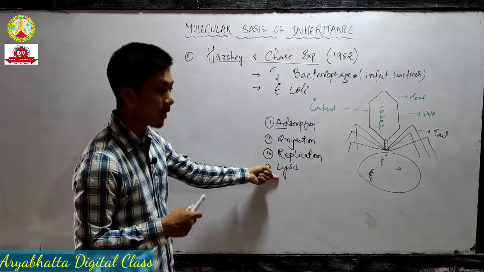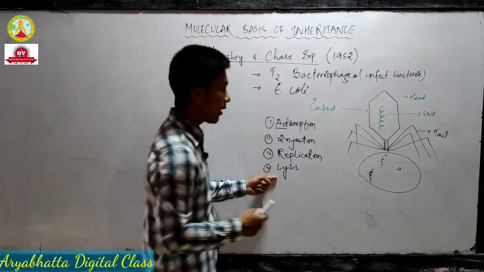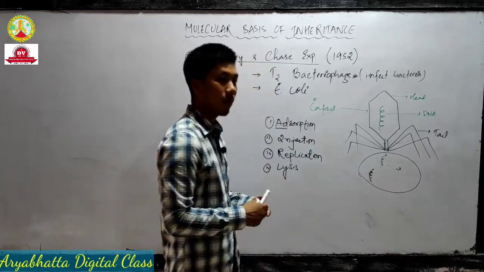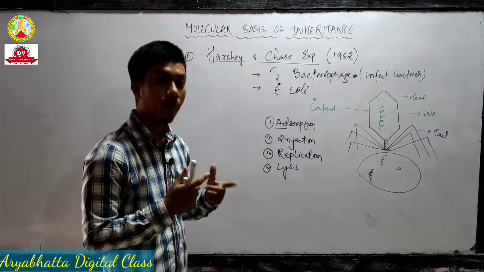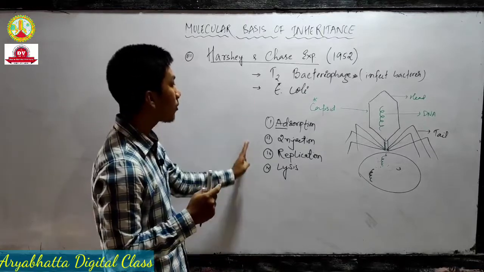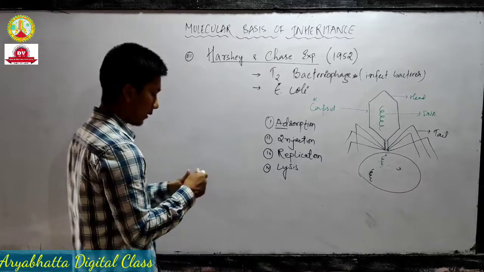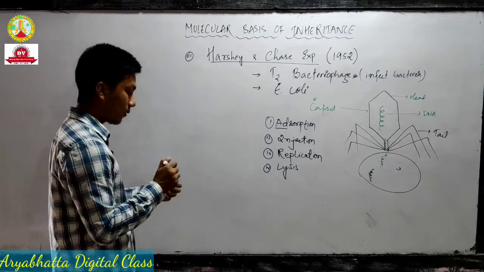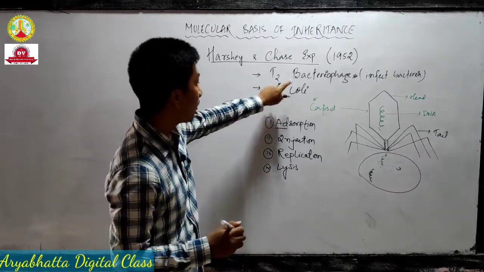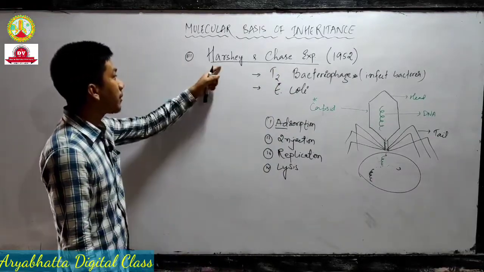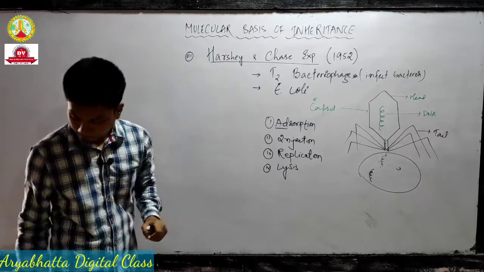Then the lysis. Lysis means breaking. So the viral DNA will try to break the bacterial DNA so that they multiply only their own DNA. Okay, so this is the process that takes place. This happens when the virus infects E. coli. So now coming back to the Hershey and Chase experiment.